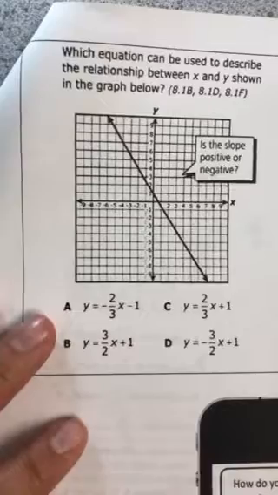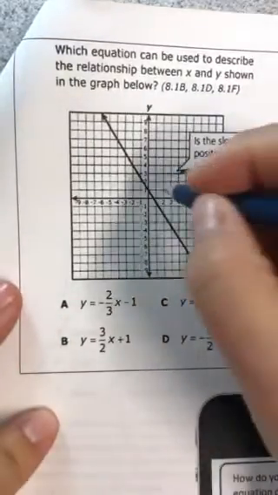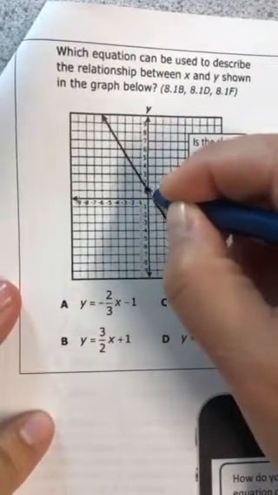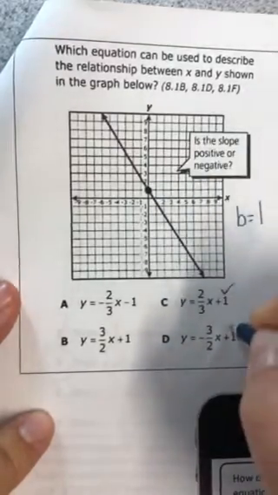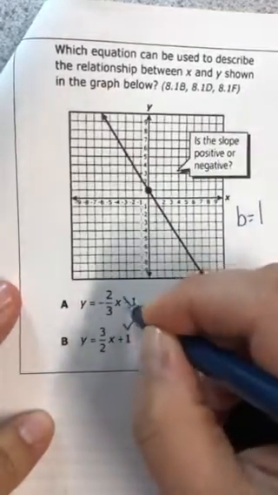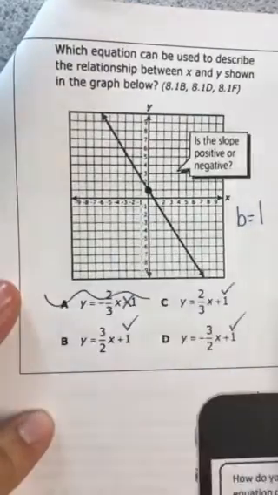Next question. Okay, which equation can be used? So we start with the y-intercept. The y-intercept is 1, so b equals 1. So it could be C, D, or B. It cannot be that because it's -1, so it's not A.